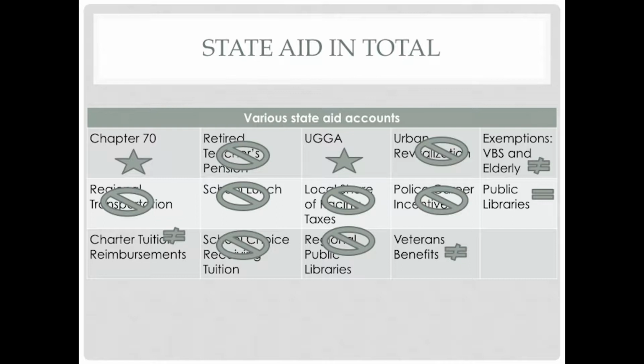These 3 here are effectively washouts. We get money, but it's because there's also an expenditure in there as well. So it's not like it's profit, if you will, not that the town profits. So really, it comes down to Chapter 70 and what we call UGGA.